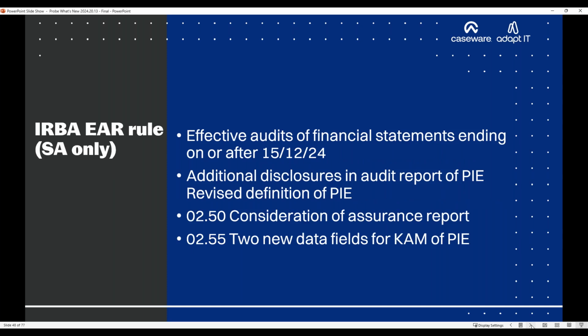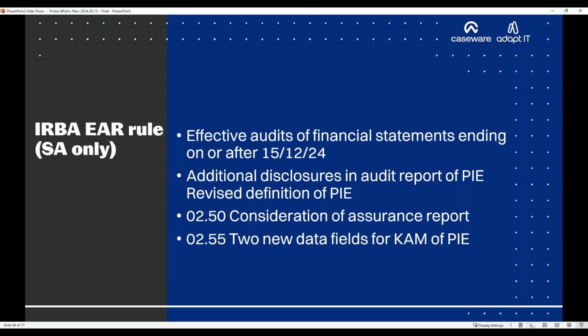The IRBA's enhanced auditor reporting rule is effective, and don't get confused here, it's for periods of financial statements ending on or after 15 December. So it's also your 2024 year ends. And what this rule requires is additional disclosure in the audit report for public interest entities. Now, it's important, and I specifically added it here, the definition of public interest entities has changed. So if you're not aware of that, please make sure that you are updated on what that is.